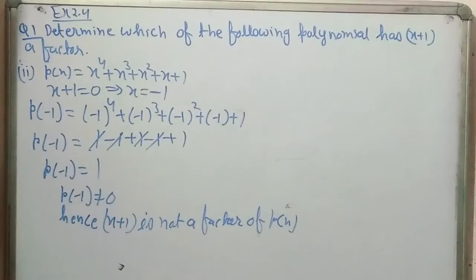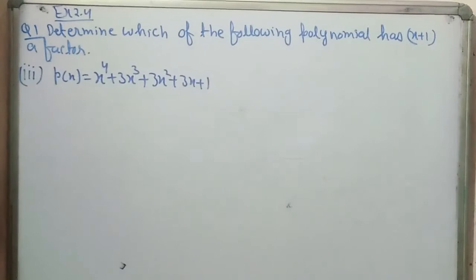Can we directly say it now? Because now we know the relation between the zeros and the factors. If a particular number is a zero of any polynomial, then that particular number subtracted from the variable is a factor of the polynomial.